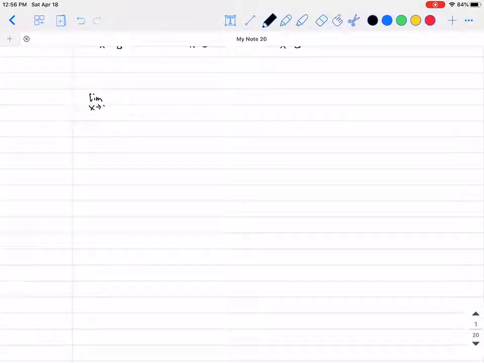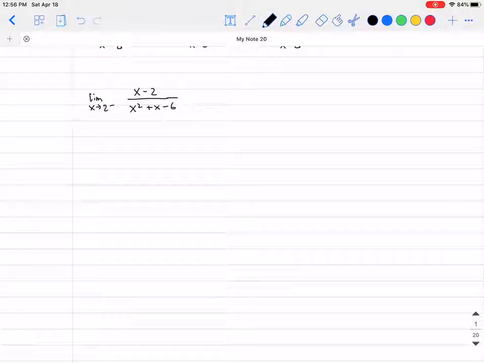Let's say this time around we have the limit as x approaches 2 from the left-hand side of x minus 2 divided by x squared plus x minus 6. Now, this is a typical problem from Algebra 2 where you're given a rational expression and you want to simplify as much as possible so then you can see what's actually happening. So what I'll do is I'll go ahead and do that.